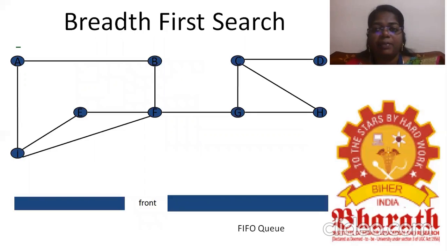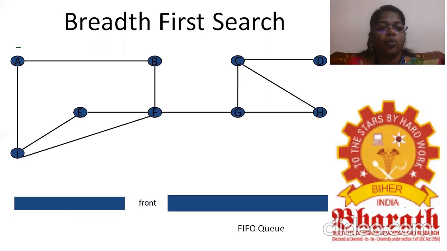This is the example. I have taken a graph example for breadth first search, and here we have node A to node H. So how are we going to traverse this particular graph? That is the problem given to us. Initially we will have a graph and also a FIFO queue. Initially we mark all vertices as not visited.